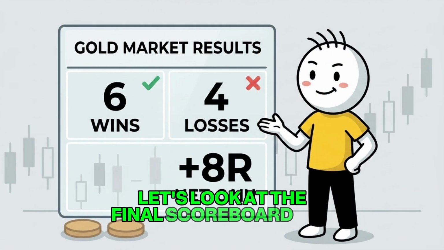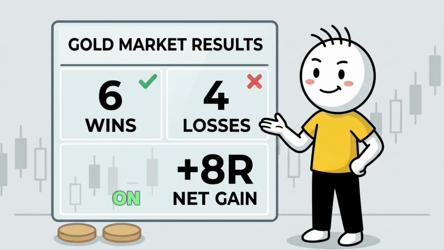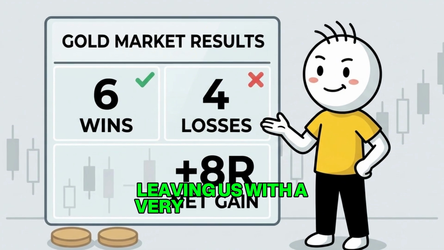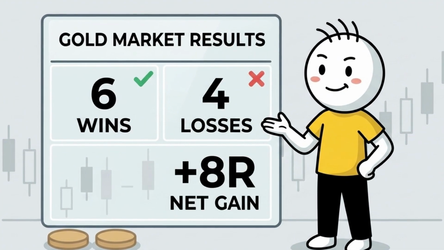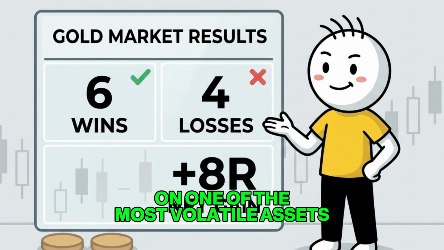Let's look at the final scoreboard for the gold market. Out of 10 total trades we executed on gold, the strategy produced 6 wins and 4 losses, leaving us with a very healthy net gain of plus 8R. That equals a rock-solid 60% win rate on one of the most volatile assets in the world.